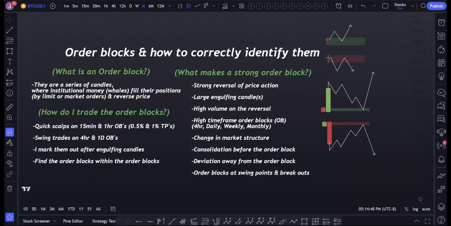So when I want to swing trade or day trade the order blocks, I look at the 4-hour and up to the monthly. So 4-hour, daily, weekly, monthly, okay? I mark them out after I see an engulfing candle or engulfing candles, so one or more than one. And I find the order blocks within the order block. So just like the examples you've seen, from the weekly order block at the all-time high to the daily order block that we had to zoom down to the 4-hour to find if we meet our volume requirement of the 2-bar minimum.